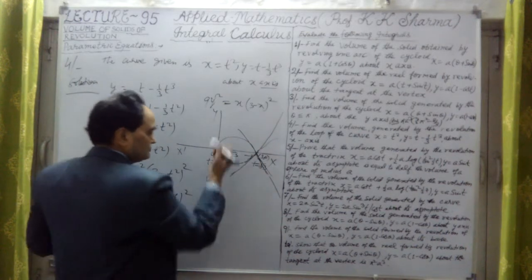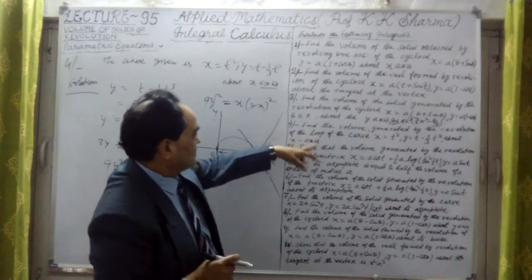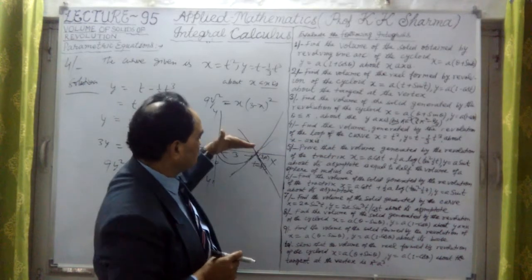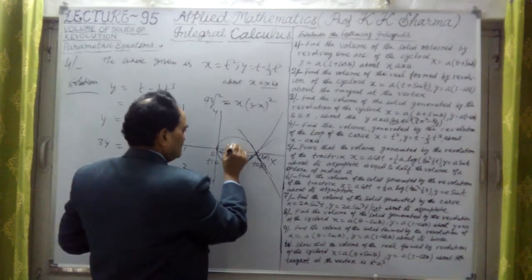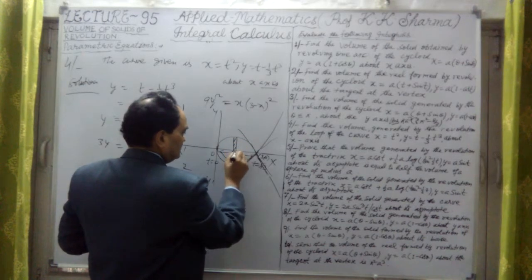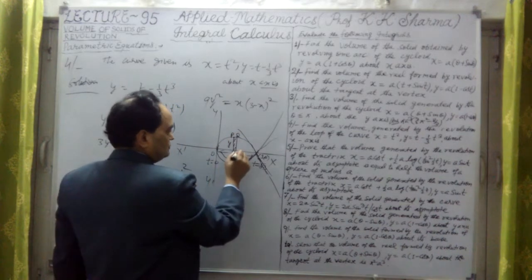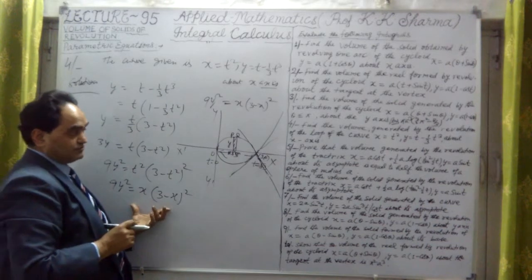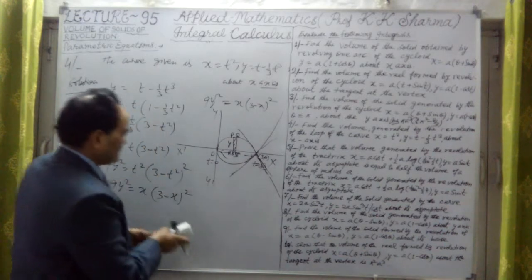Now this curve is revolved around the x-axis. The question says: find the volume generated by the revolution of the loop around the x-axis. So here, this is the elementary strip. Let me take this as delta x, and this y coordinate PQ. Same type of question here. This equation is converted into Cartesian form, so that is the curve obtained.